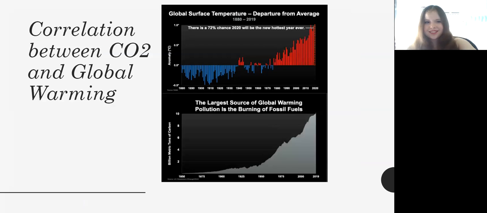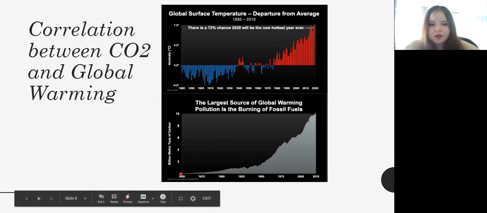Which is why there's a direct correlation between carbon dioxide and global warming. So from 1880 here until about 1940, we have abnormally lower temperatures than we would expect. And then from 1980 onwards, abnormally higher than what we would expect. Yeah, a little bit alarming because this rate going up here is pretty steep. So we got to be careful.